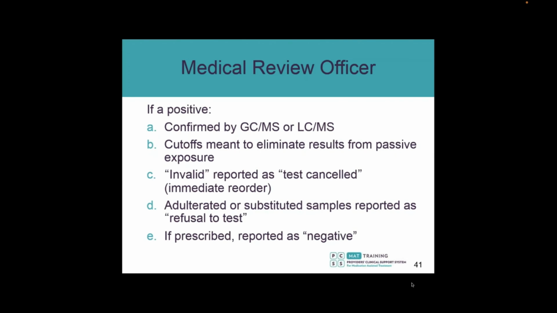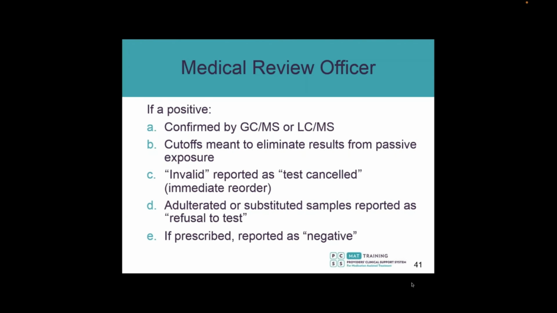And interestingly, if the sample had been considered invalid, that is, the cutoffs were wrong or there were other procedural issues, it is called test canceled. They don't give the results out to whoever is asking for the results, and the test is immediately reordered. If the sample is adulterated, in the MRO's opinion, the results are not released, but is put down as refusal to test, which could be grounds for termination.